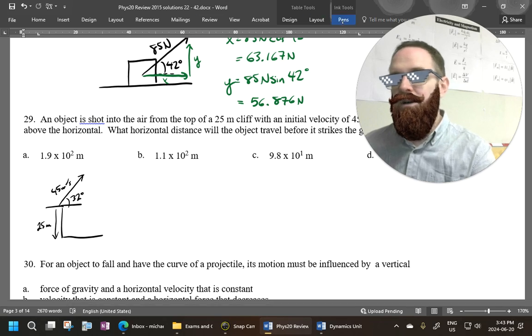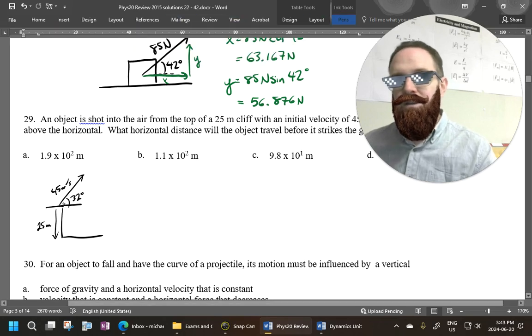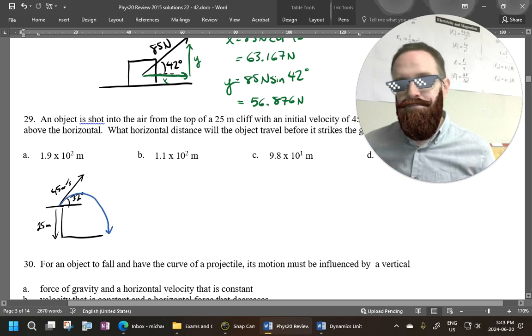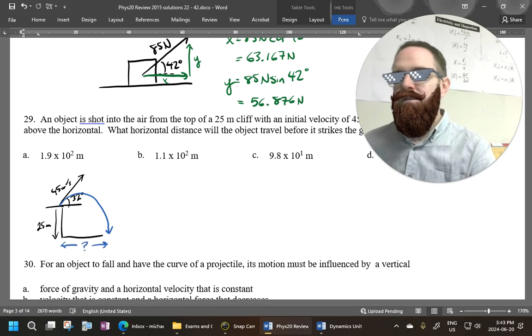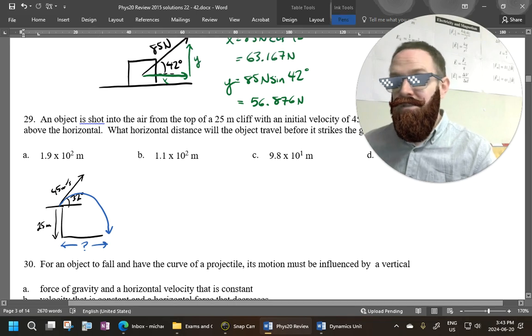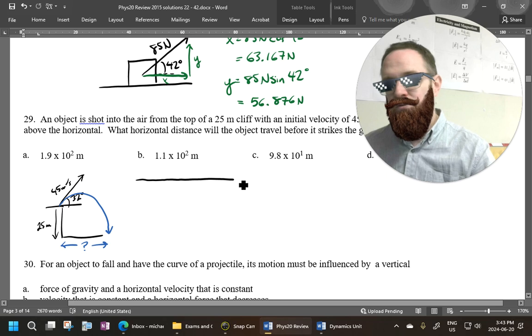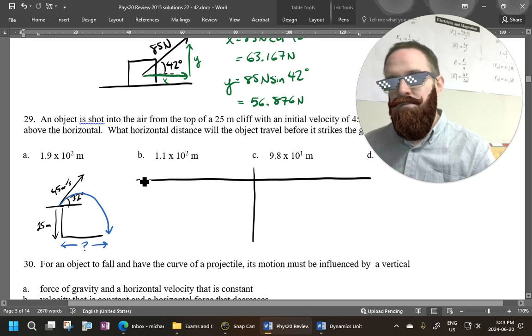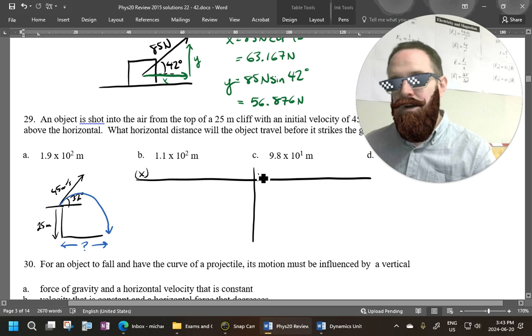So if I were to draw what the picture would look like, you'd probably do something like this. It's going to start off at this angle, but it's going to lose that vertical velocity and fall down, and we're looking for that horizontal distance. Because there's an angle, because there's a velocity, and we're looking for horizontal distance, this is definitely a T-chart question. All right, so we got a T-chart. We got two parts here. We got the X, we got the Y.